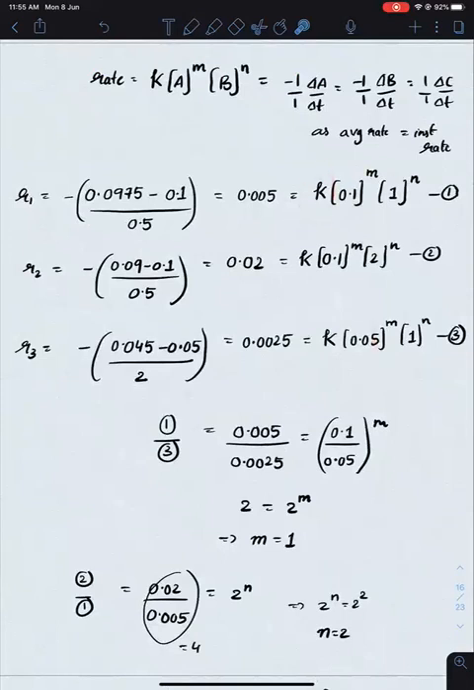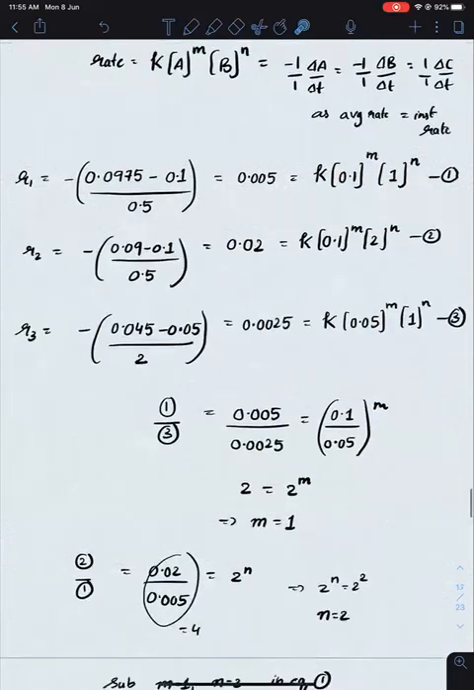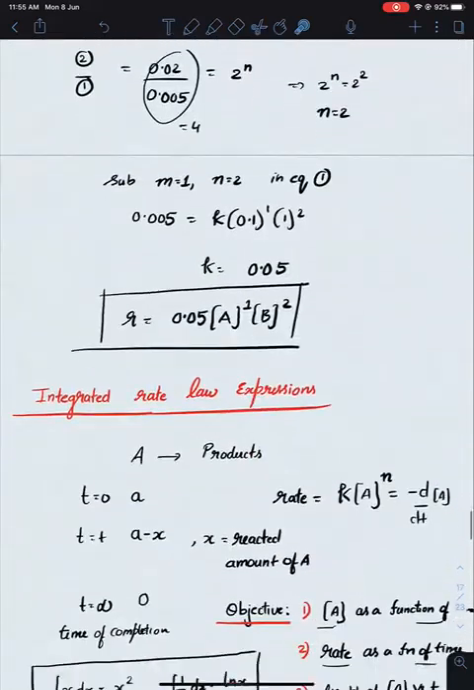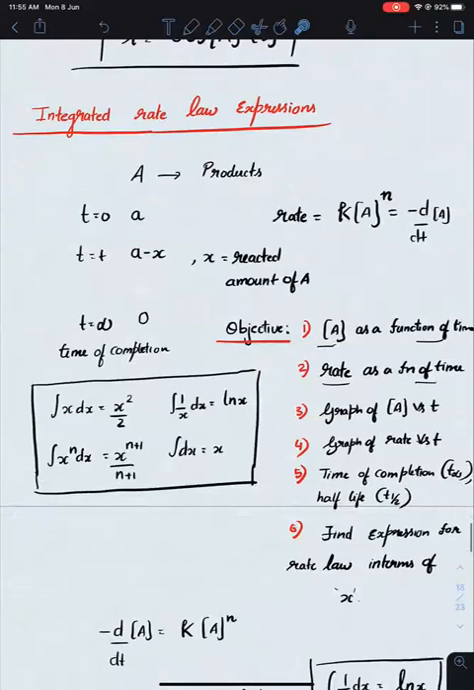Then you will get the overall rate expression. Rate equals K into concentration of A per m, concentration of B per n. That will be the overall rate expression. Okay, now we are in integrated rate law expressions. These expressions are very important.